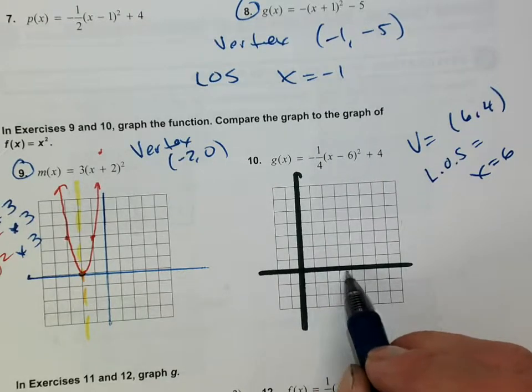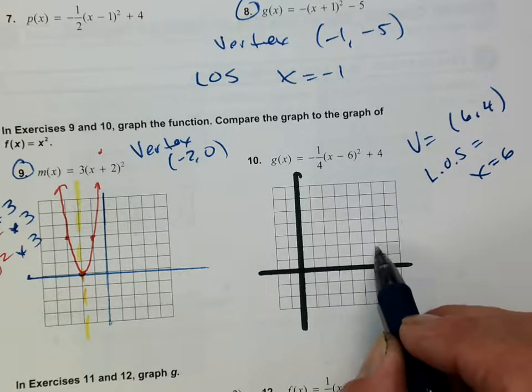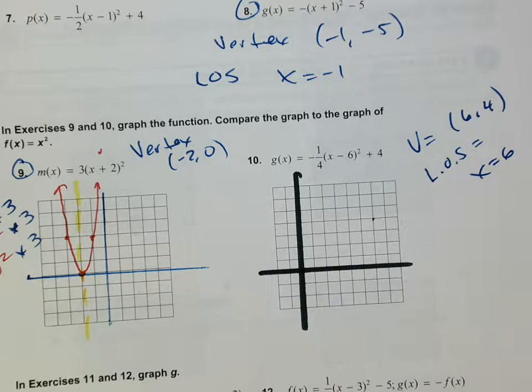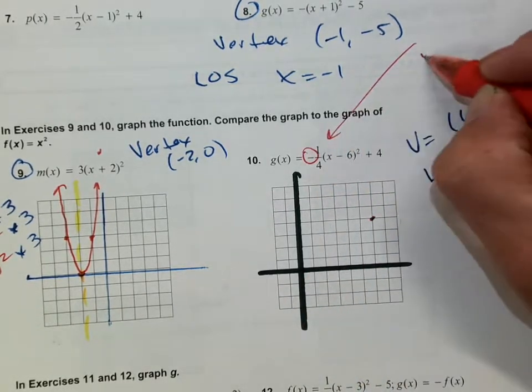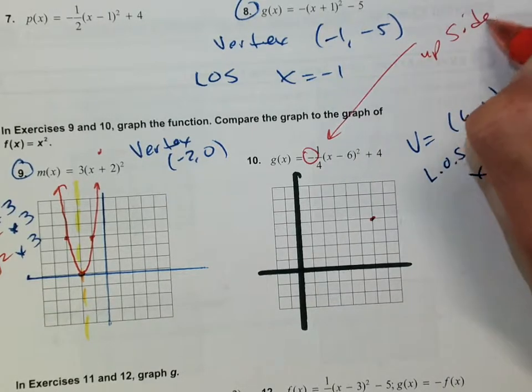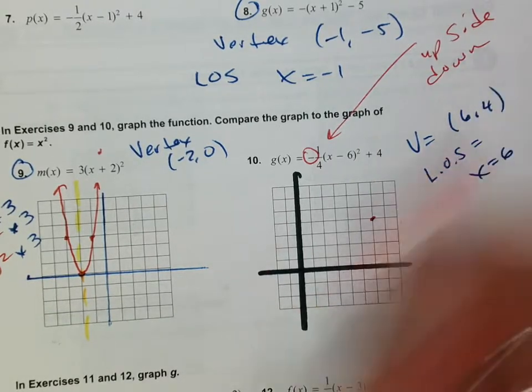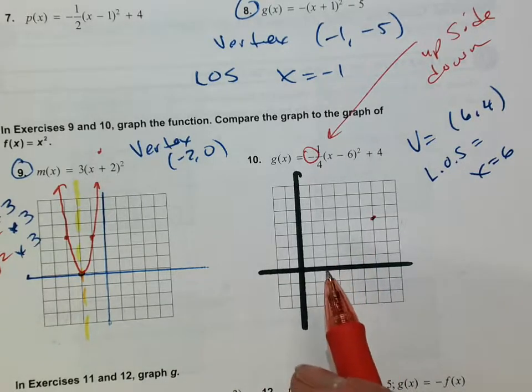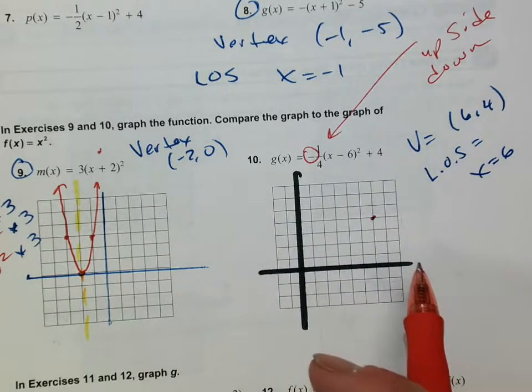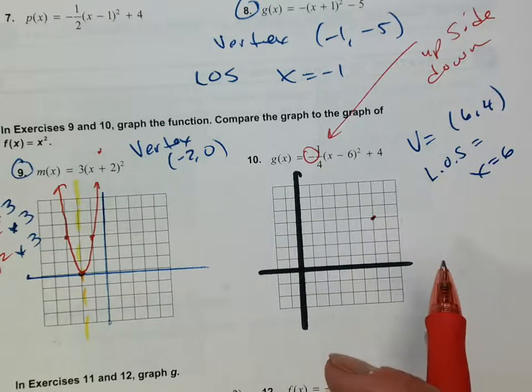1, 2, 3, 4, 5, 6. 1, 2, 3, 4, right? And then it is going to be upside down, because of the negative. And it's going to be 1/4 as tall. So instead of 1, 1, it's going to be 1, 1/4. 2, 4. What's a fourth of 4?